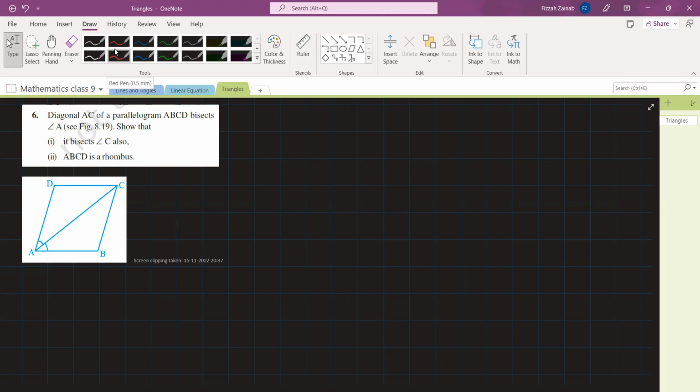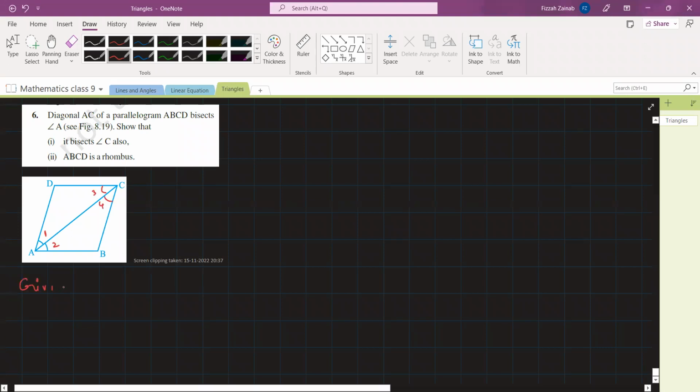Yeah, so sixth question. The diagonal AC of a parallelogram ABCD bisects angle A. Bisect means, if I name it angle 1 and 2, that angle 1 and 2 are equal, right? Show that it bisects angle C also. So if I name these two angles 3 and 4, you have to show that 3 and 4 are also equal, correct? So let us write down what is given in this question.